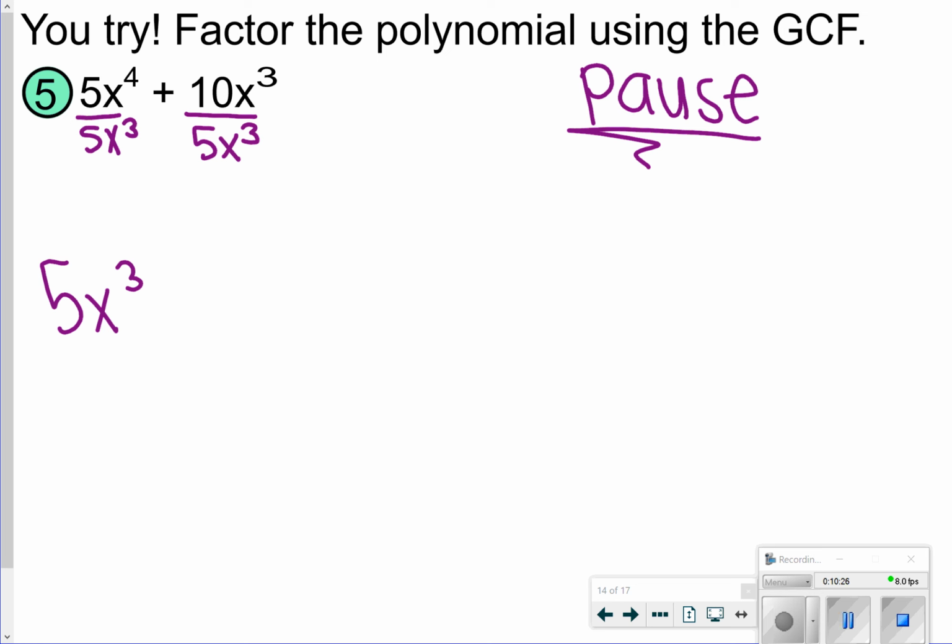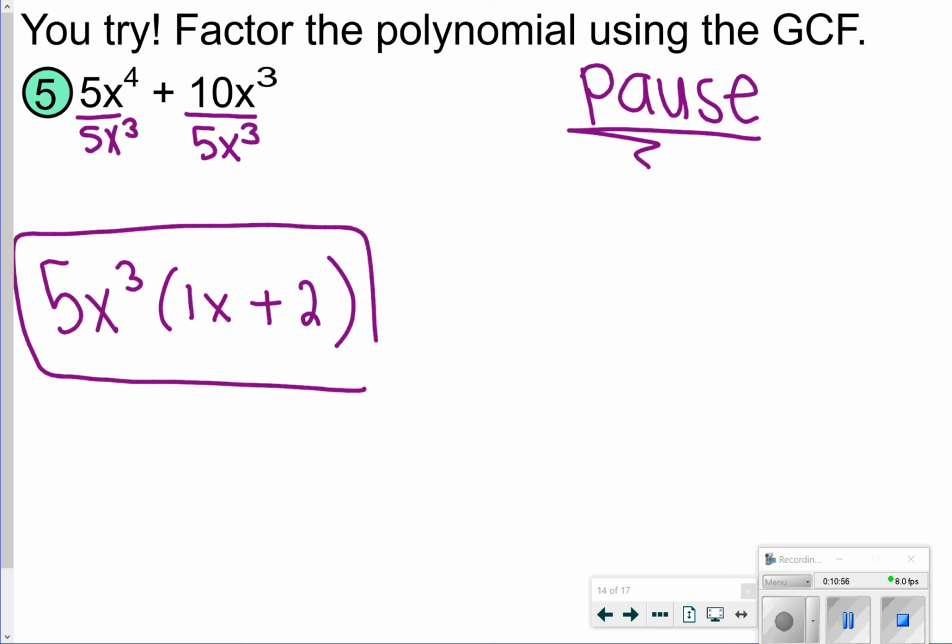5 divided by 5 is 1, so you can write the 1 down if you'd like to, just to remember that you did divide the numbers. And then x to the fourth divided by x to the third is going to give me x to the first, or just x. The next one, I'm going to go ahead and divide my numbers again. 10 divided by 5 is 2. And then x to the third divided by x to the third is just going to cancel out. It's going to give me x to the 0 or 1. So I can write my answer as 5x to the third, parentheses, x plus 2.